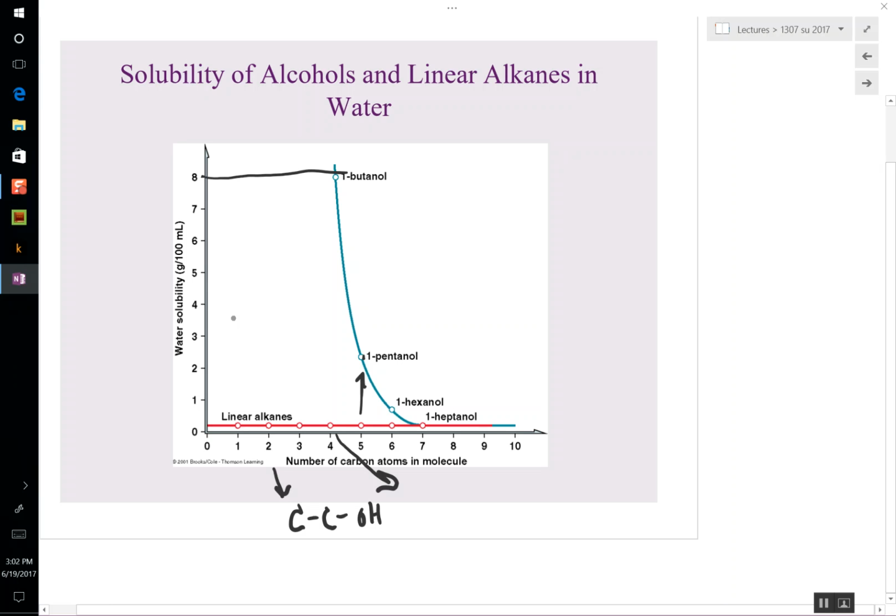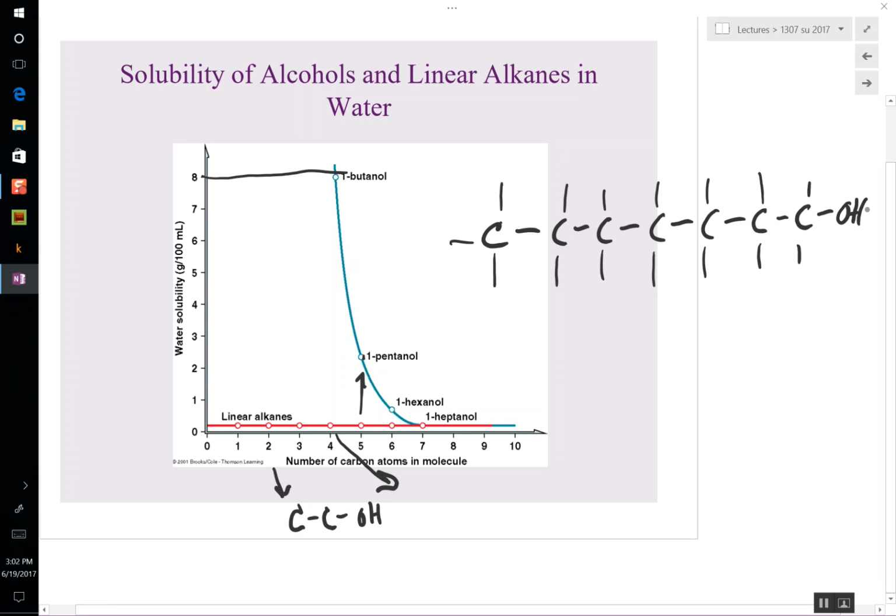This line right here is alkanes. So this is methane, ethane, propane, butane, pentane, hexane, heptane. So by the time you get up to 7 carbons long, even with an OH group on it, it is no more soluble in water than an alkane. And why? Well, let's look at this. 3, 4, 5, 6, 7. There's 7 carbons long. There's your 1-heptanol.